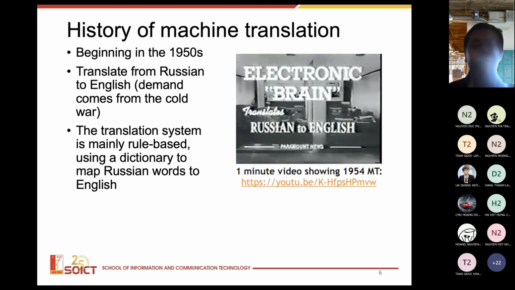And this translation system was mainly rule-based, and it actually used a dictionary to map Russian words to English words, right? Like the dictionary you have from English to Vietnamese, for example, and that translation system was using that dictionary. It had the mapping from Russian words to English, and then they combined it with a lot of rules to make the translation as fluent as normal human translation, right? If you want to see a demonstration of that translation system, you can click on the YouTube link on the slide.